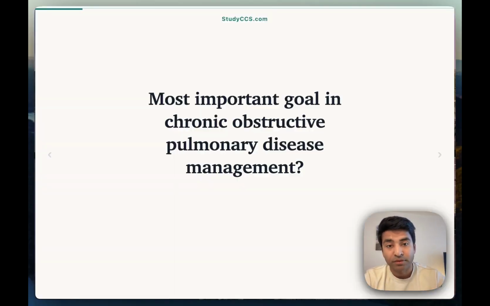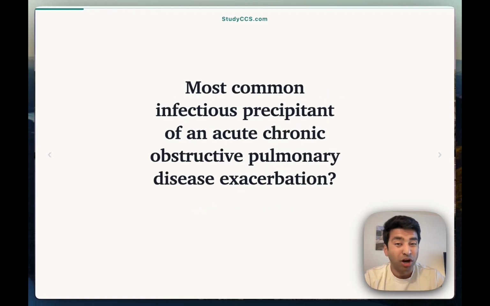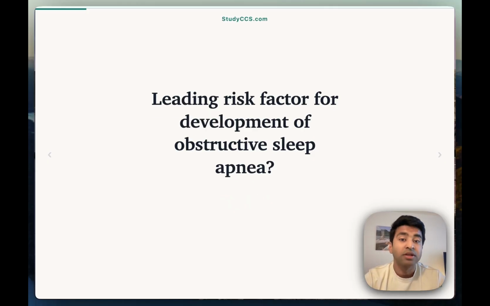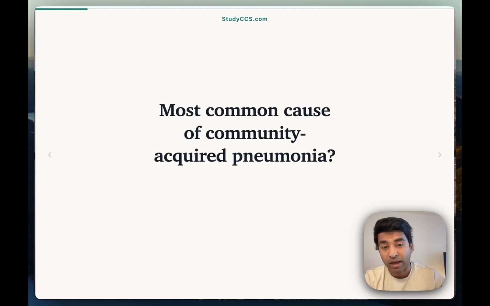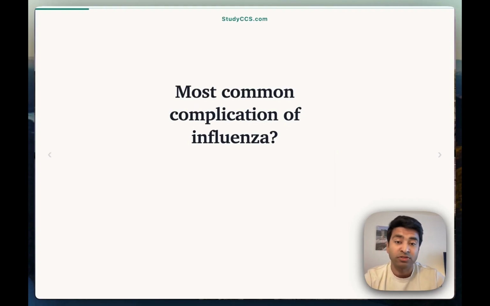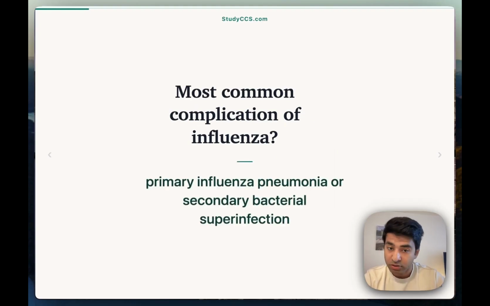Pulmonary and critical care. Most important goal in COPD management is smoking cessation. Most common infectious precipitant in an acute COPD exacerbation is H. flu. Leading risk factor for obstructive sleep apnea, obesity. Most common cause of CAP is Strep pneumoniae. Most common complication of influenza is primary flu pneumonia or a secondary bacterial superinfection.